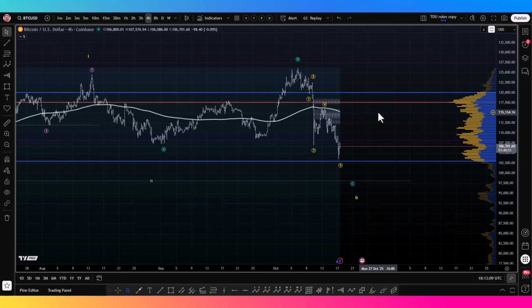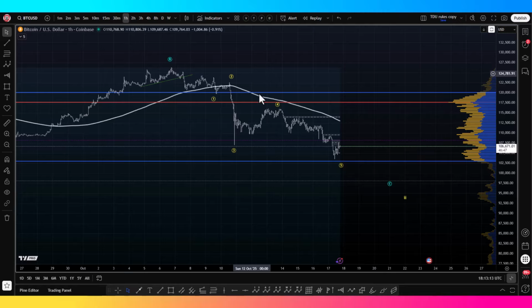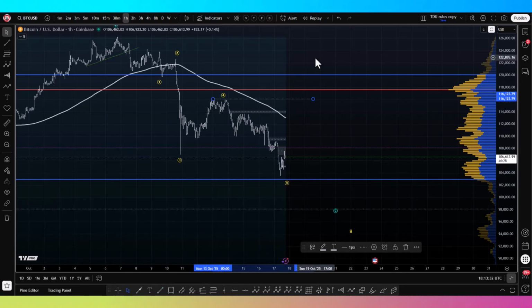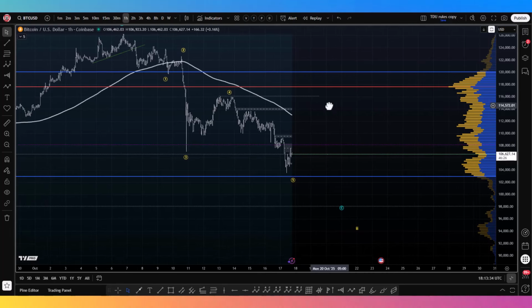Right. Are we done? There might be another leg in that. Hard to say. You'd want to see some of these imbalances here, the value gaps, get reclaimed, right, and get on the other side of those. So I'd like to see a 5 come out of here, clear some of this. This would be where I'd start to get more enthusiastic about where we're headed, right? If we can get up here at 116.